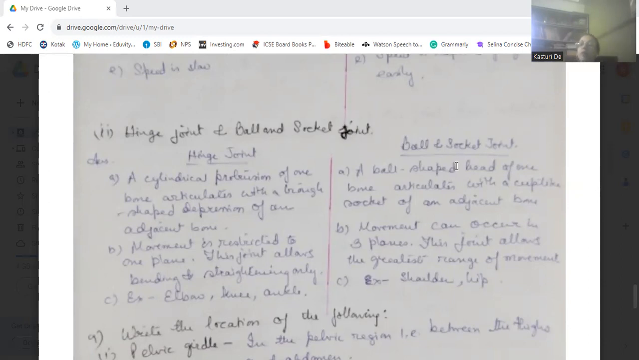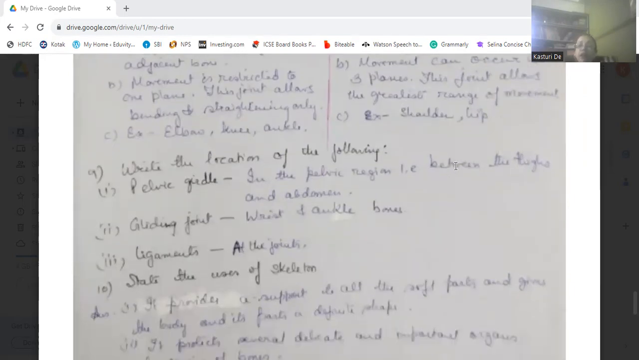Then the ball and socket joint has the head of one bone articulating with a cup-like socket of the adjacent bone, but it can move with higher flexibility. It can move to high degrees. Movement can occur in three planes. This joint allows the greatest range of movement, like the shoulder and hip.